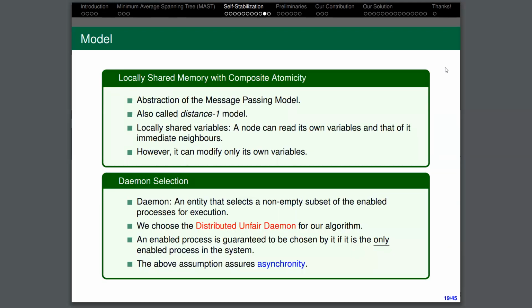Okay, so the scheduler responsible for selecting which subset of enabled nodes will execute the self-stabilizing algorithm is called the daemon. In this work, we choose the most general daemon known as the distributed unfair daemon. So it has no strong assumptions, and we give no specific preferential treatment to an individual node. This leads to asynchronicity.